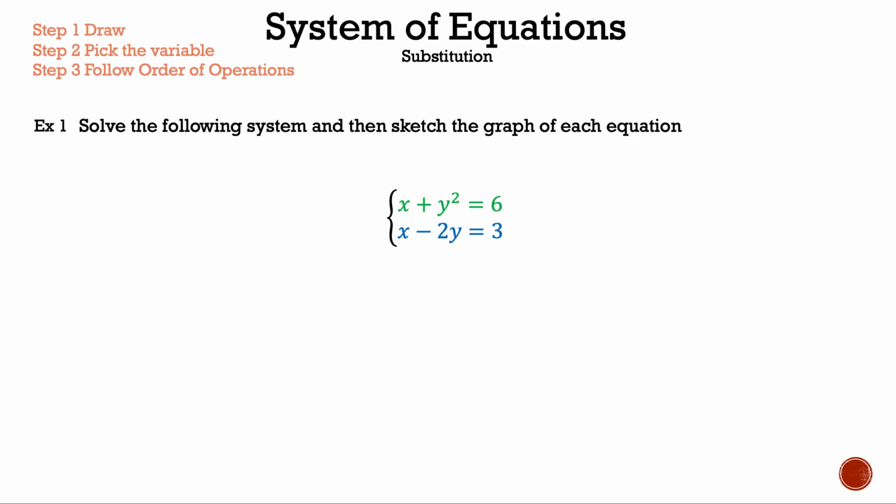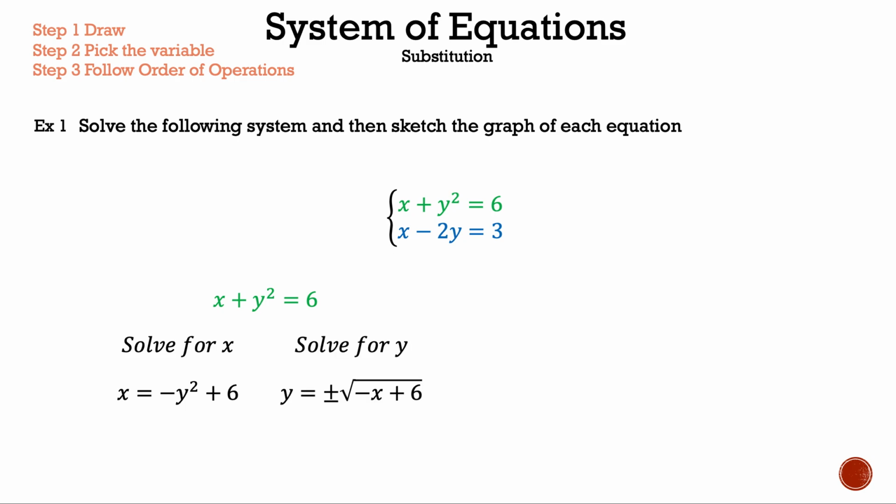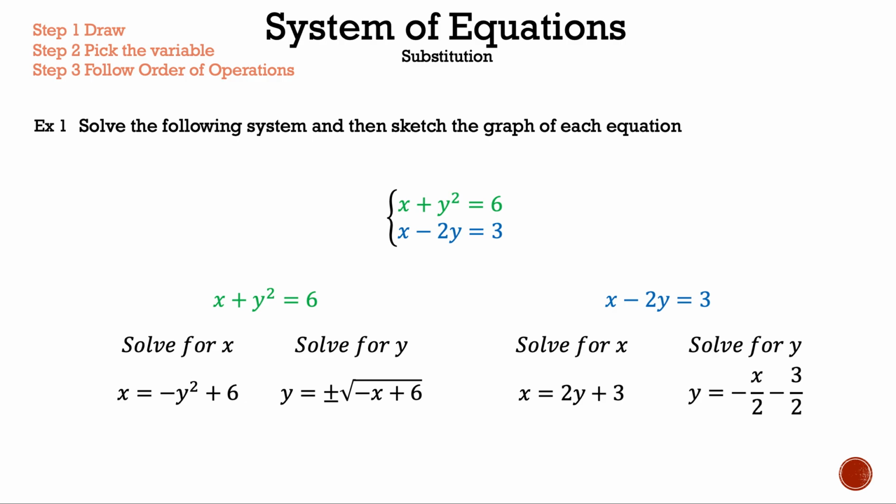Now, let's solve for each variable in both equations, so we can see which one is the least complicated. Let's start with x plus y squared is equal to 6. Solving for x gets us x is equal to negative y squared plus 6. Solving for y gets us y is equal to plus or minus the square root of negative x plus 6. Let's continue with x minus 2y is equal to 3. Solving for x gets us x equals 2y plus 3. Solving for y gets us y is equal to negative x halves minus 3 halves.